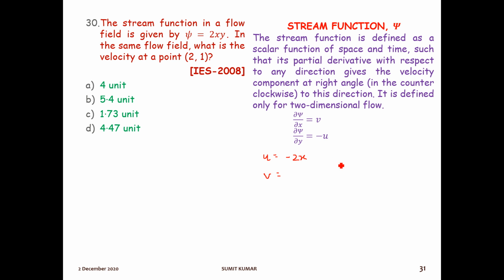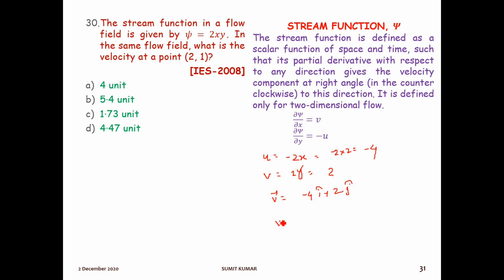So at point 2 it will become minus 2 into 2, that is minus 4, and v is equal to del psi by del x. Del psi by del x is 2y. From here, psi is equal to 2xy, derivative of 2xy is 2y. So at point 1 it will be 2. So this velocity vector is given as minus 4i plus 2j, correct.